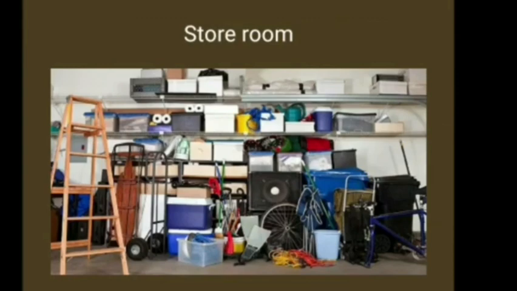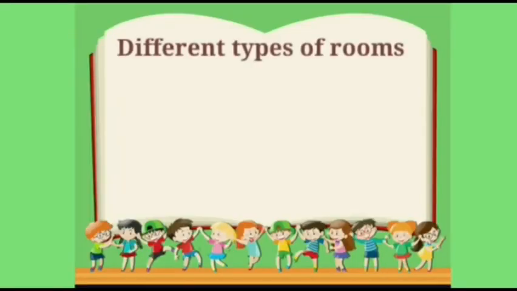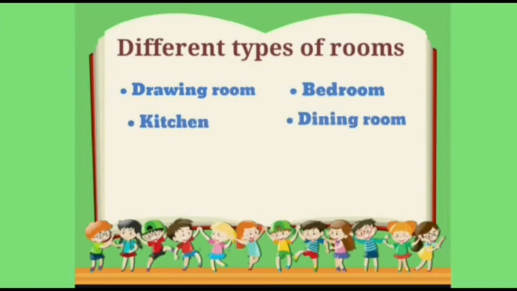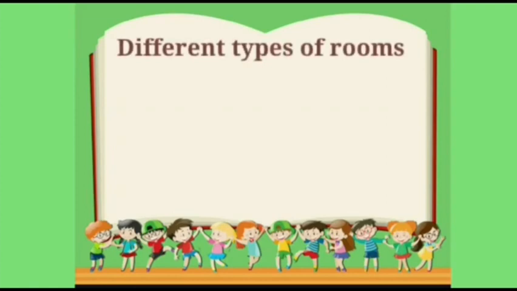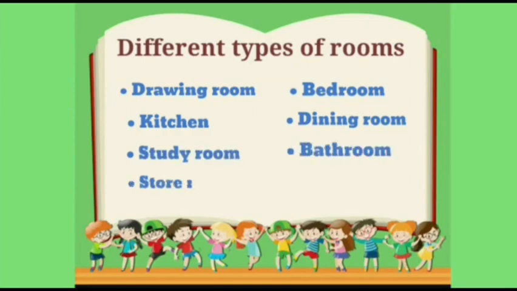So my dear children, now all of you have learned the rooms of the house. Let's revise, okay? Different types of rooms: drawing room, bedroom, kitchen, dining room, study room, bathroom, storeroom. Can you revise with me, children? Yes. Different types of rooms. Which are the rooms? Drawing room, bedroom, kitchen, dining room, study room, bathroom, storeroom.